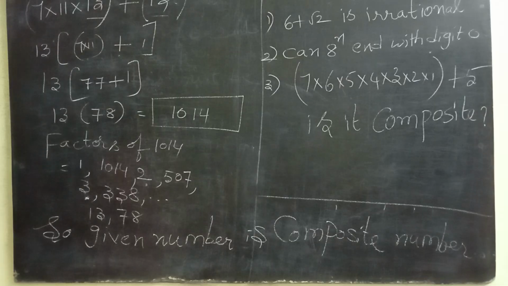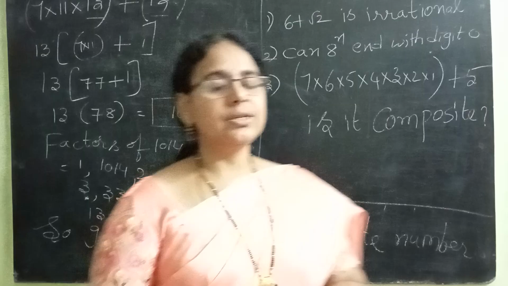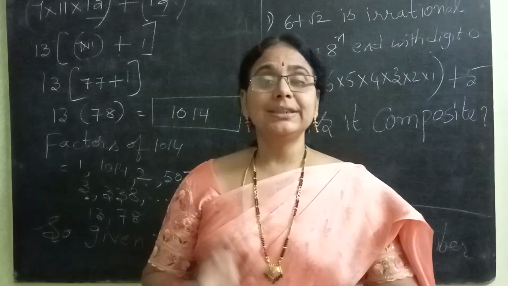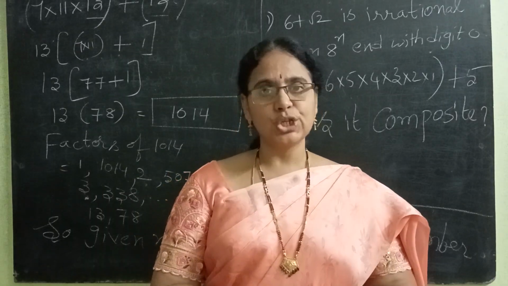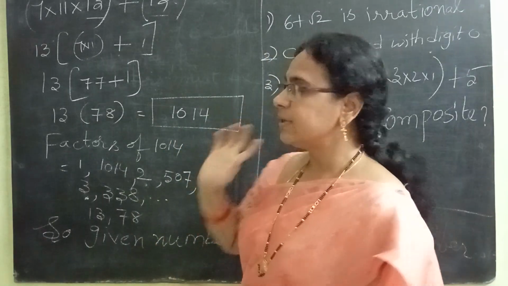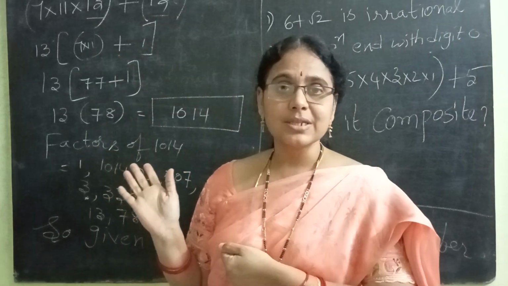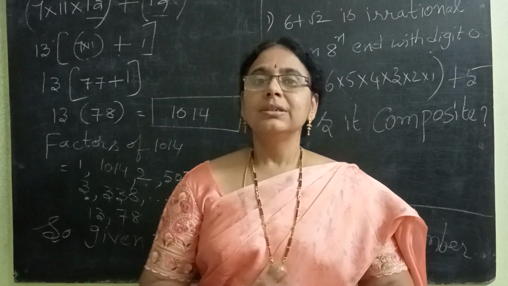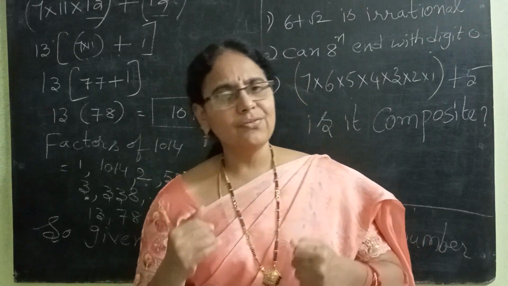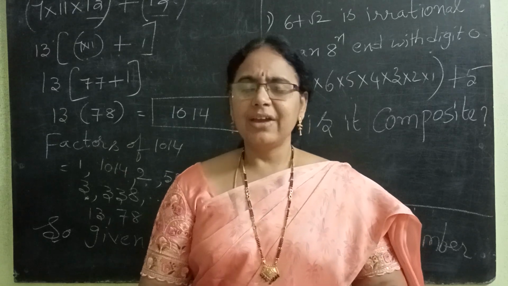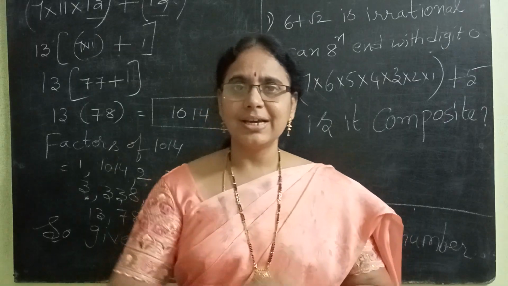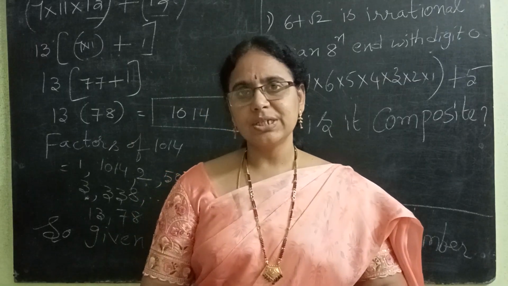So today I explained 3 models. First: 3 plus 2 root 5, is it rational or not? Proof of 3 plus 2 root 5, that is important. Second: 6 power n can end with the digit 0, that is also important. And the third one: given numbers, are they composite or not? You have to prove they have more than 2 factors. Every number has 2 factors except 1. So if at least one more factor it has, then you can conclude that it is a composite number.